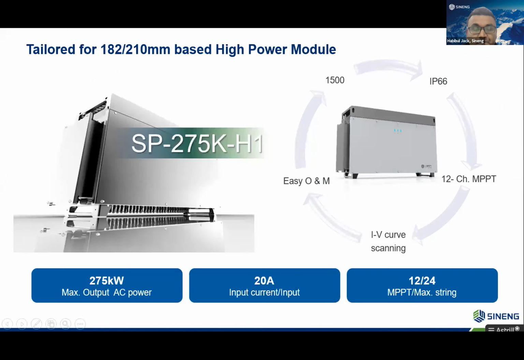So this 275 kilowatt inverter is tailored for high power modules. Maximum output power is 275 kilowatt, and maximum current of each string input is 20 amp. It has 12 MPPT and total 24 inputs.